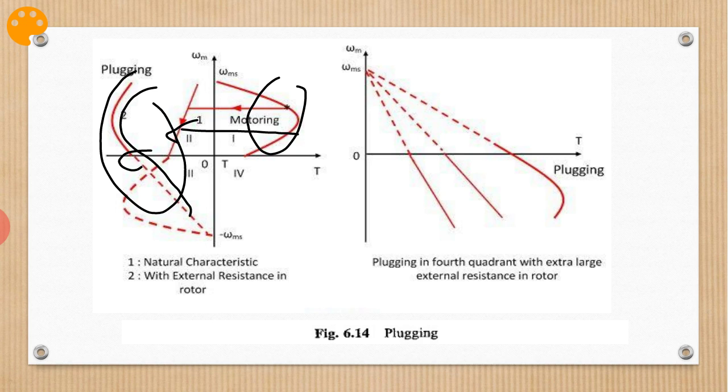So plugging in the fourth quadrant with extra large external resistance in the rotor. If you add the extra large external resistance in the rotor, we move from this quadrant to this quadrant. Okay, fine.